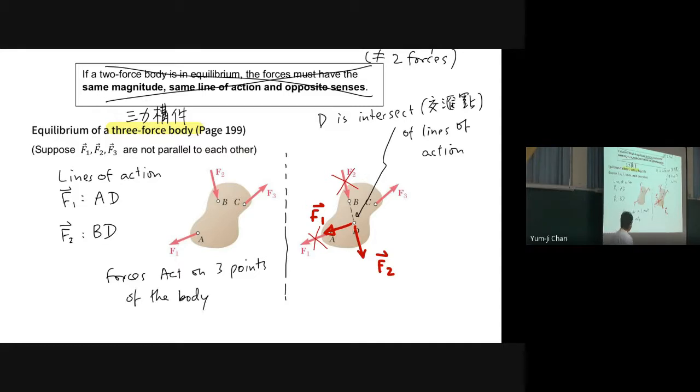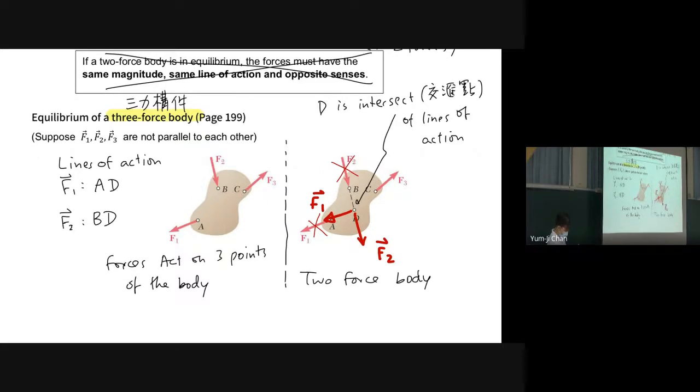And now, on the right hand side, is it a three force body or a two force body? Two force body, okay? And the two points are point C and D, right? The force at point C is F3, and the force at point D is F1 plus F2.